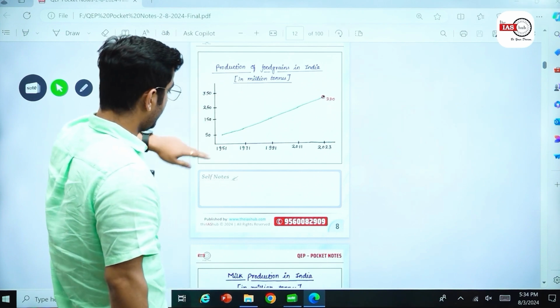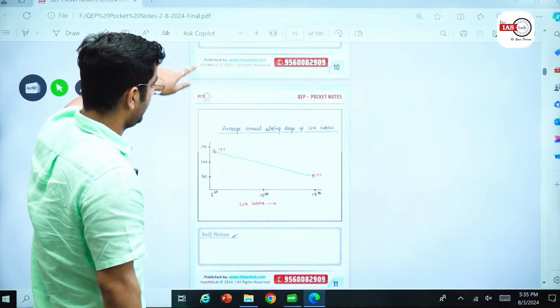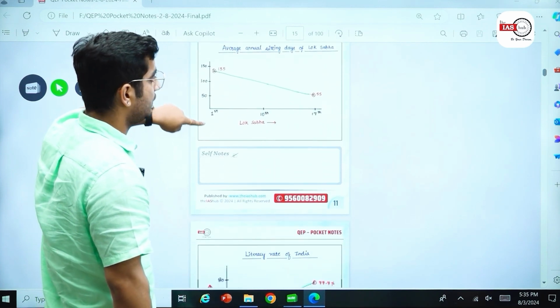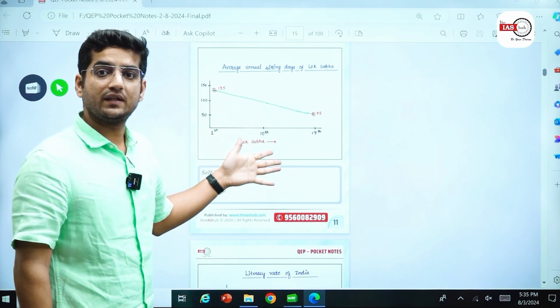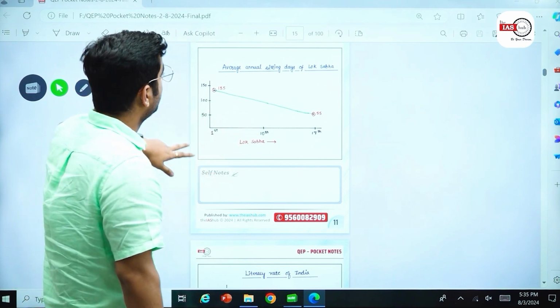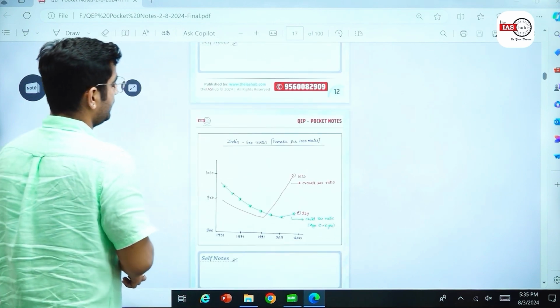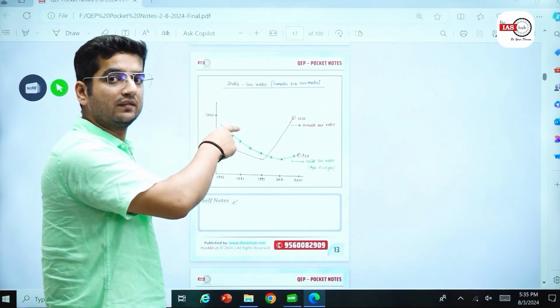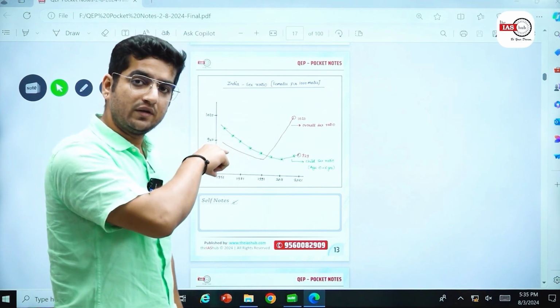Production of food grains in India, again, the same use. Milk production, same use. Fertilizer, similarly. Annual sitting days of Lok Sabha, GS2. GS1 also sometimes, if they start asking you regarding this. Performance of Lok Sabha. Literacy rate in India, correct. India sex ratio, important for GS1. Society is important for governance, polity, important.